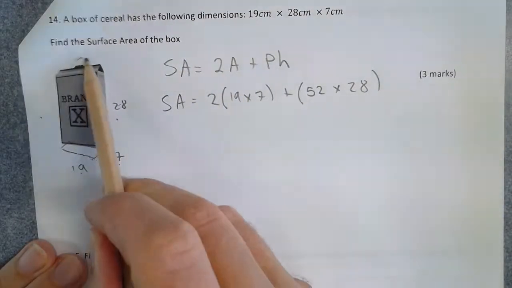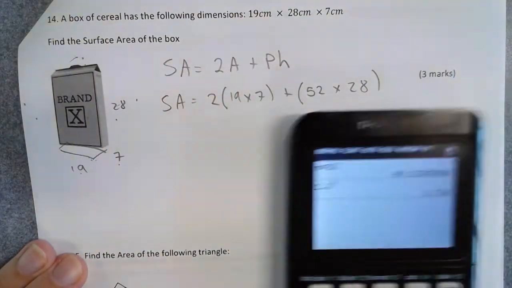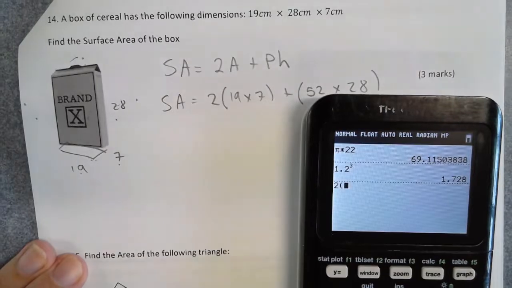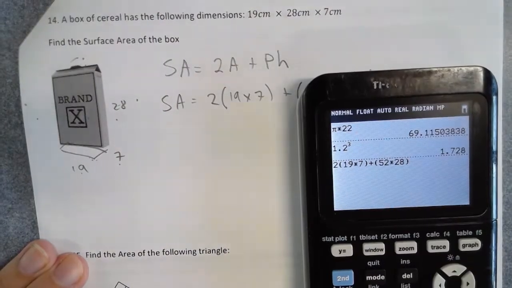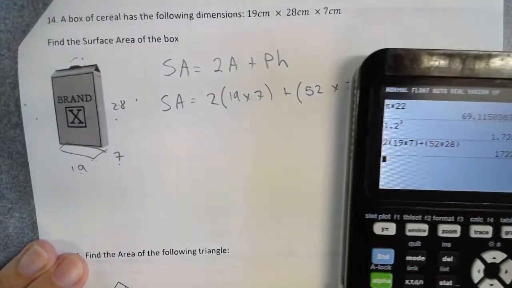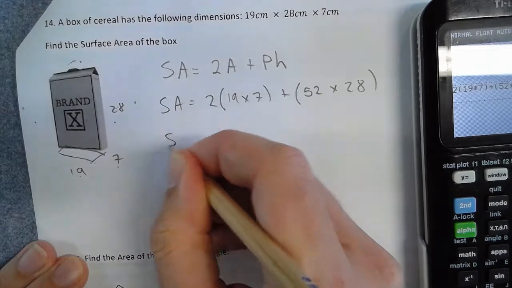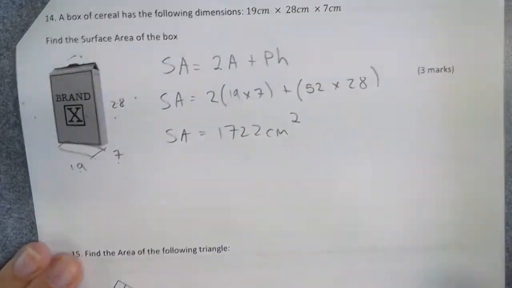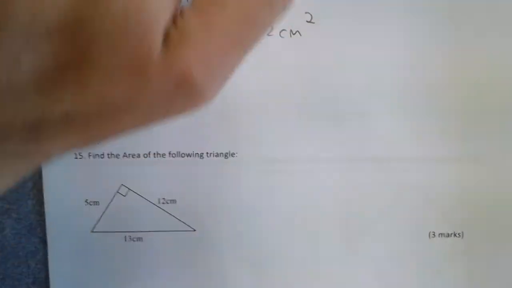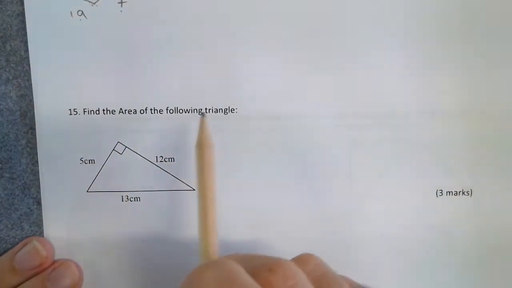But as I said, you can work out the area of the 6 rectangles and add them together. Typing that into your calculator, 2 times 19 times 7 plus 52 times 28. So I just typed in exactly as it is there. Gives me my surface area is 1,722 square centimetres because it's an area. 15. Find the area of the following triangle.